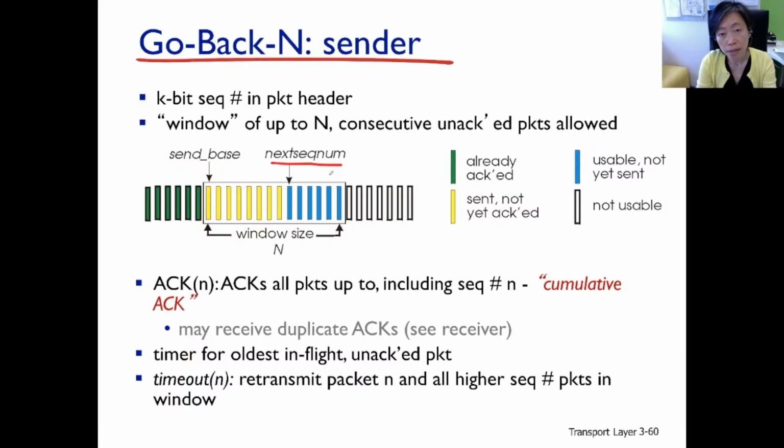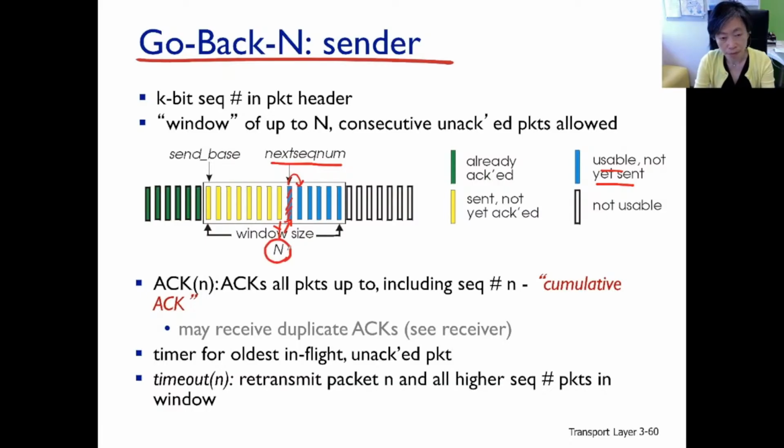The next seq num is always pointing to the next sequence number in case we need to generate a new data packet. So in this scenario, it's pointing to the first blue packet that is useful and not yet sent. When we get a call from above and need to generate a data packet, then we'll turn this blue one into yellow. And the next seq num is going to be shifted over and reassigned to the first blue packet after sending. We do not shift the window at all because the send base is not changed and the N here is a constant.